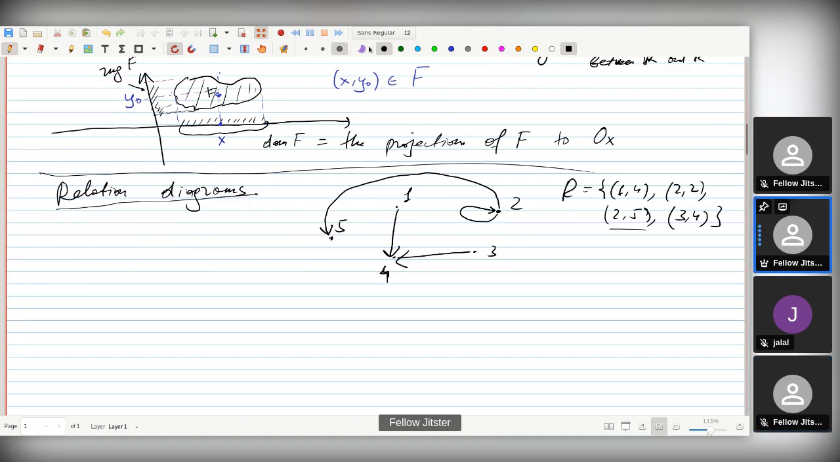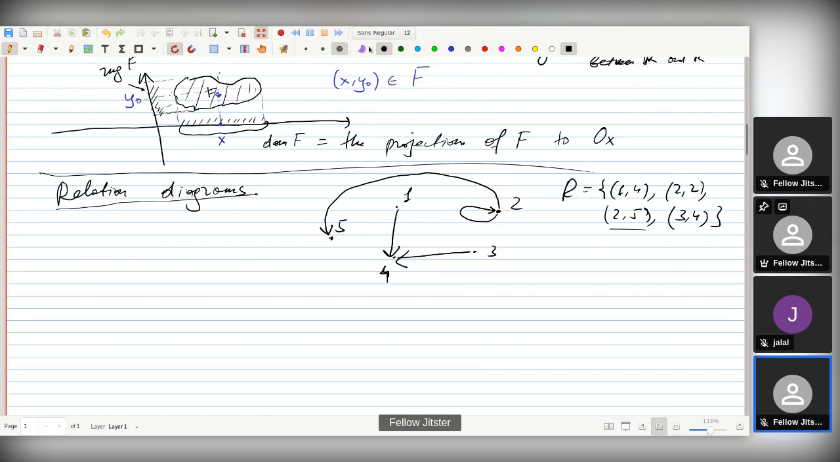What is the domain? The domain is the set of all points from which an arrow goes. And what is the range? The range is the set of all points to which an arrow comes. Is it clear?